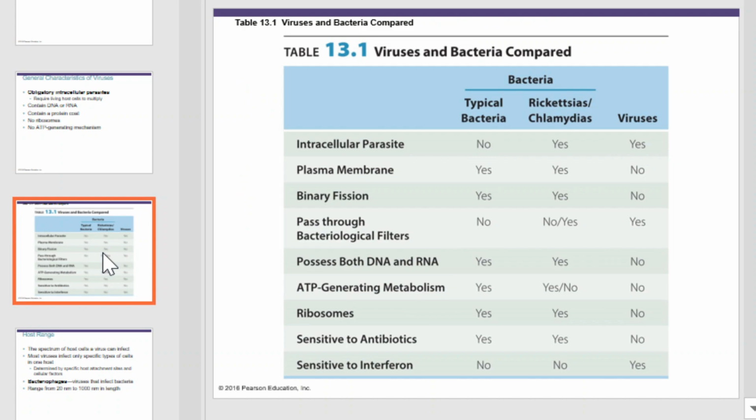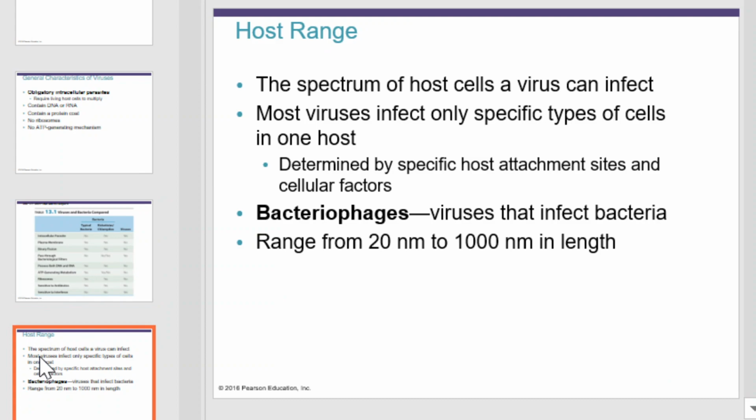If you look at this table, you can compare a virus to a bacterium and ascertain what one has and the other lacks. Hosts. Viruses can entertain a broad spectrum of hosts. There are all manner of cells, plant and animal, even bacteria that viruses can infect. Most viruses infect only specific types of cells in one host, not every cell. The type of cell that a virus infects is determined by specific host attachment sites and cellular factors.